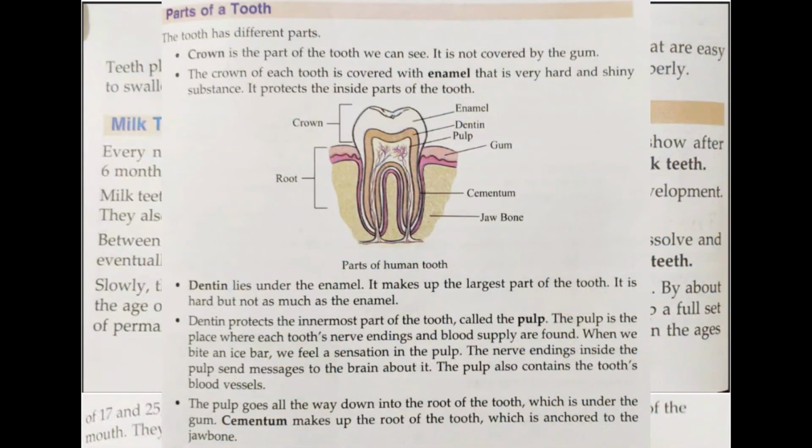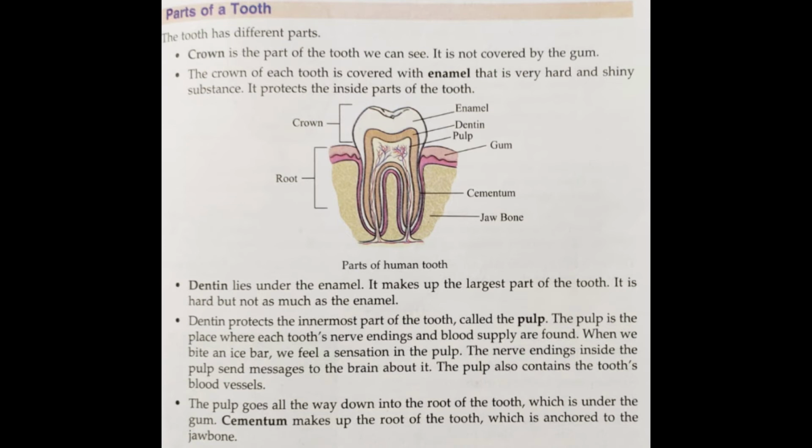Parts of a tooth. The tooth has different parts. First, crown. Crown is the part of the tooth we can see. It is not covered by the gum. Next, the crown of each tooth is covered with enamel, that is a very hard and shiny substance. It protects the inside part of the tooth.